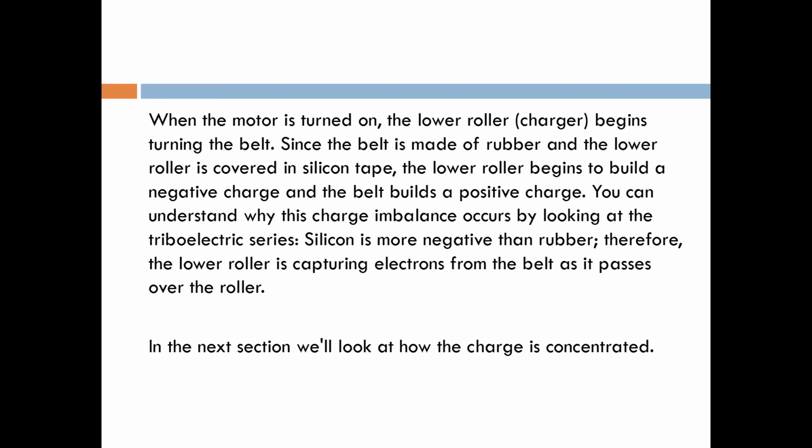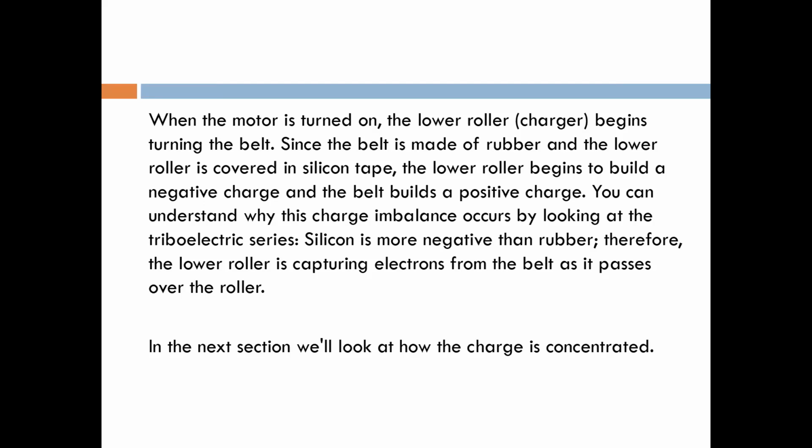Silicon has more negative particles, or electrons, as compared to rubber. Silicon is a semiconductor. If some impurities are added, it starts conducting. So the silicon tape is covered on the lower roller, and the lower roller begins to build a negative charge, and the belt begins to build a positive charge.